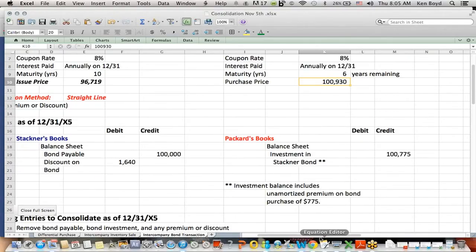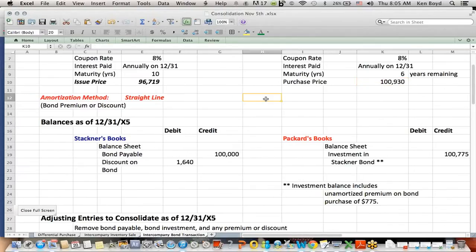So if you think about it in terms of journal entries, on Stackner, the issuer's books, they have a bond payable and they have a discount on bond payable, reflecting the fact that they didn't get the full $100,000 on issue, and that amount, $1,640, is going to be amortized as additional expense.